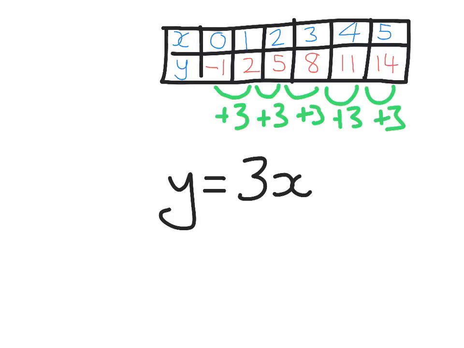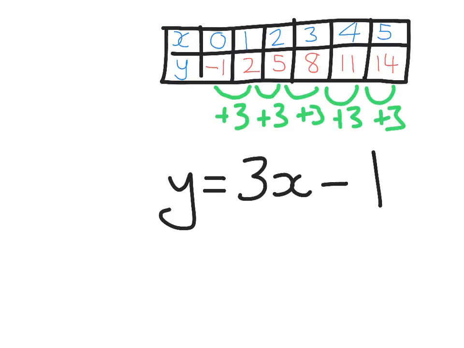3x. Now, what I have to work out is whether it's 3x or something is being added or taken away from 3x. So to get 0 into -1, I go 3 times 0. No, that's still not -1. But if I take away 1 it is. So let's see if 3x minus 1 is our equation.